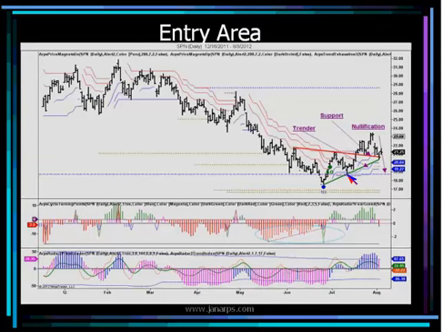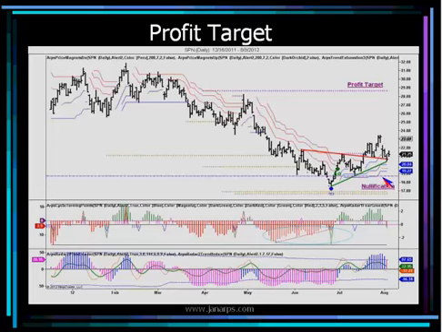I'm going to set my stop a little bit below this trend line here, let's say around $18 in this example. And now that I have identified my entry area, I want to figure out what my profit target is.